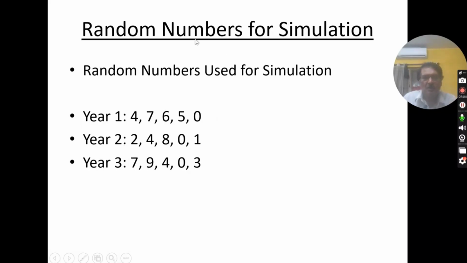Okay. Now random numbers for simulation. It is given for the first year. The random number, 5 sets of numbers are given, 4, 7, 6, 5. This is the 5 numbers, 1, 2, 3, 4, 5. For each year, the random numbers are given. How we have to use that I will discuss when we will solve the problem.